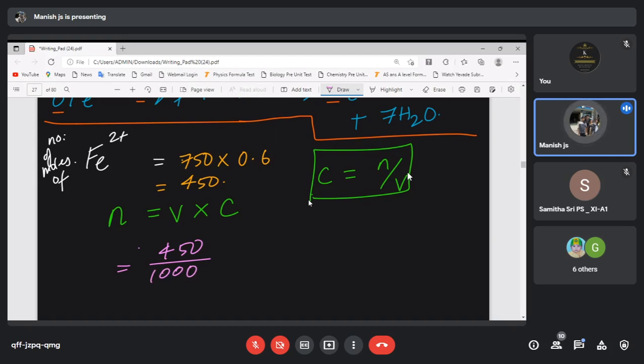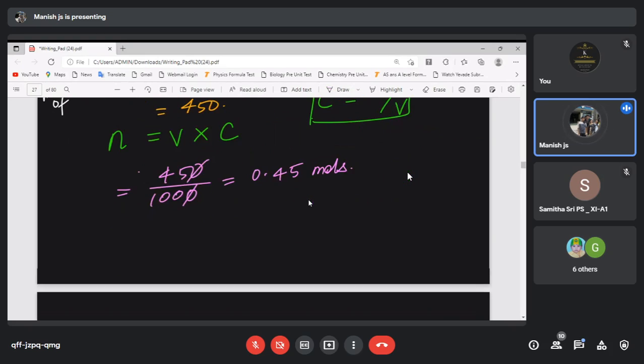So I divide by 1000 and convert. If I divide by 1000, the zeros cancel, and you will get 0.45 moles. I want to convert appropriately to my units, so I divide by 1000 and convert, and you will get 0.45 moles.